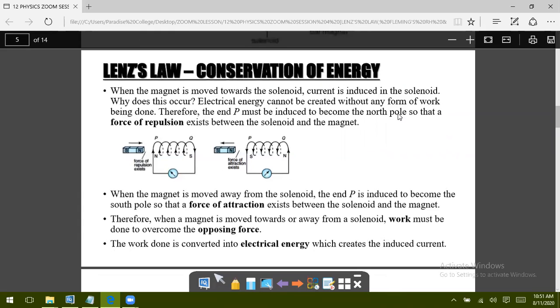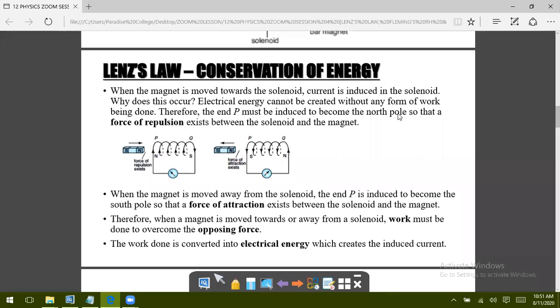But let's take a look at Lenz's law as a form of conservation of energy. Remember, energy is neither created nor destroyed, but it simply changes form from one to another. So when the magnet is moved towards the solenoid, let's take a look at this diagram closely. I'm going to explain this. When the magnet is moved towards the solenoid, current is induced in the solenoid.